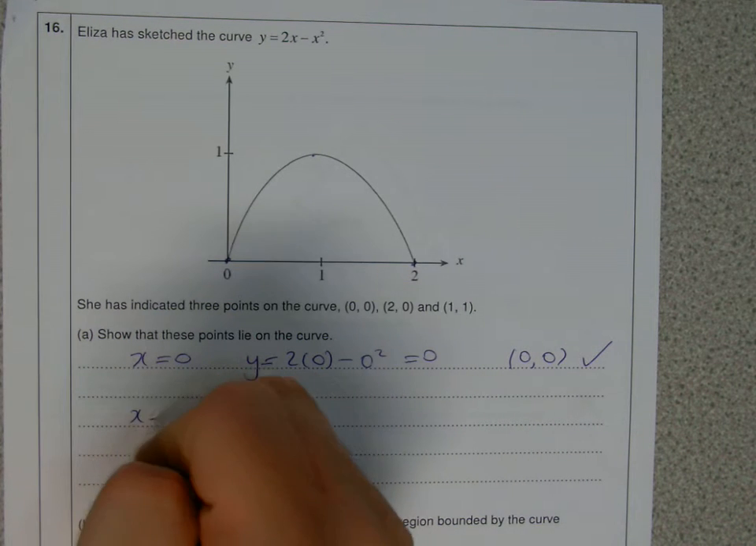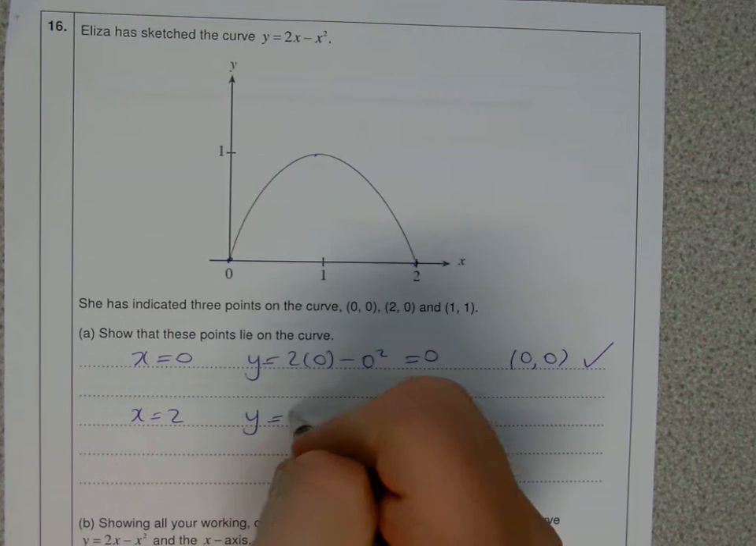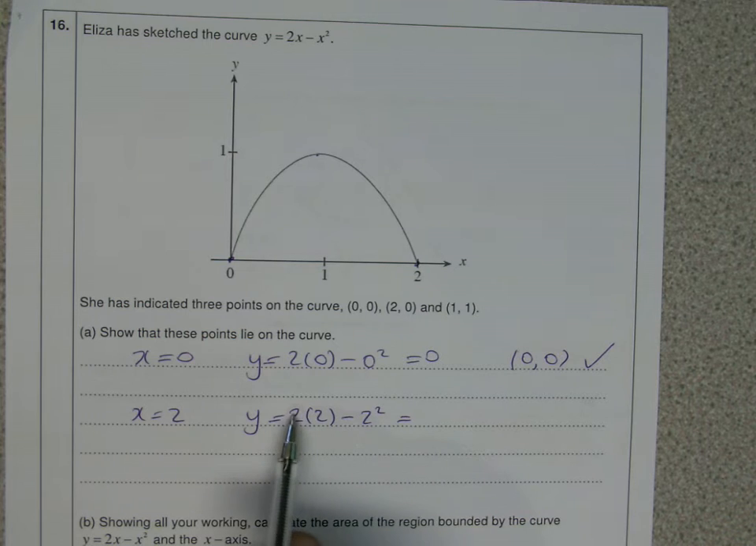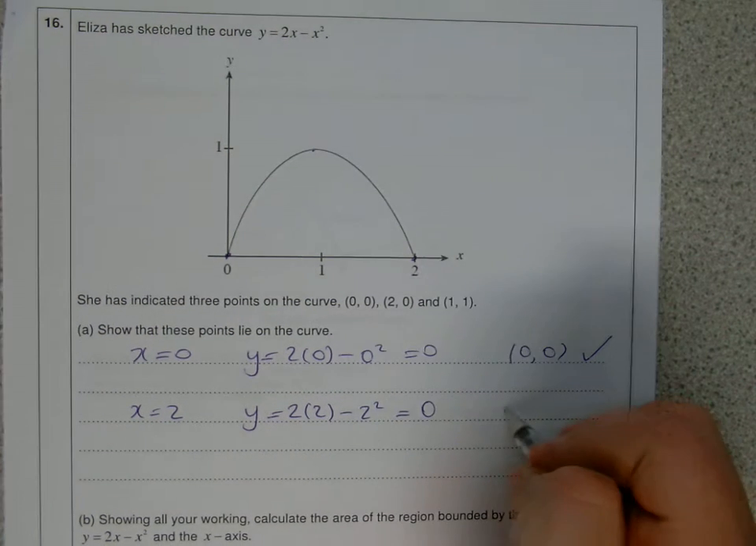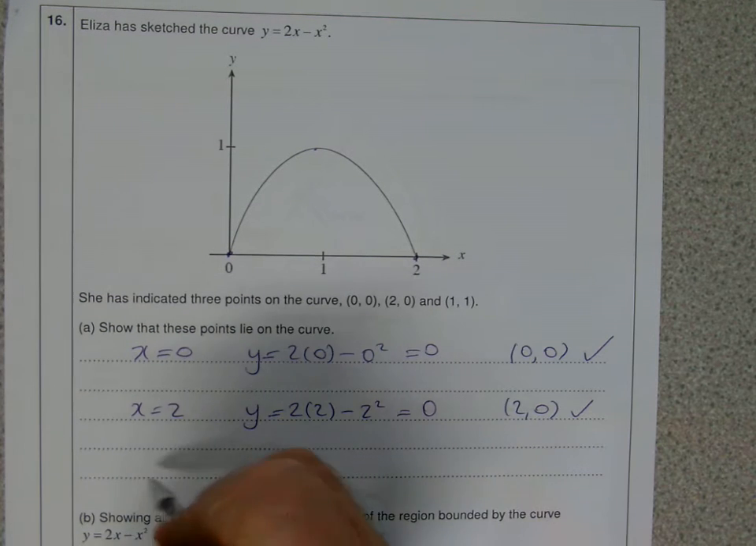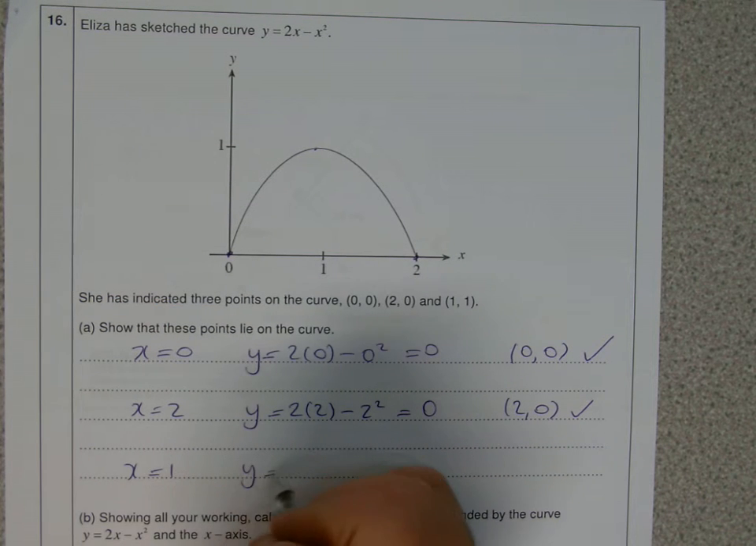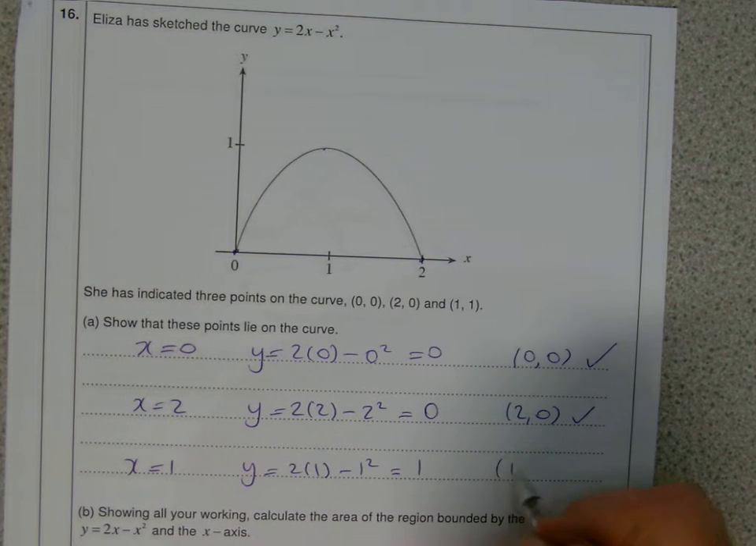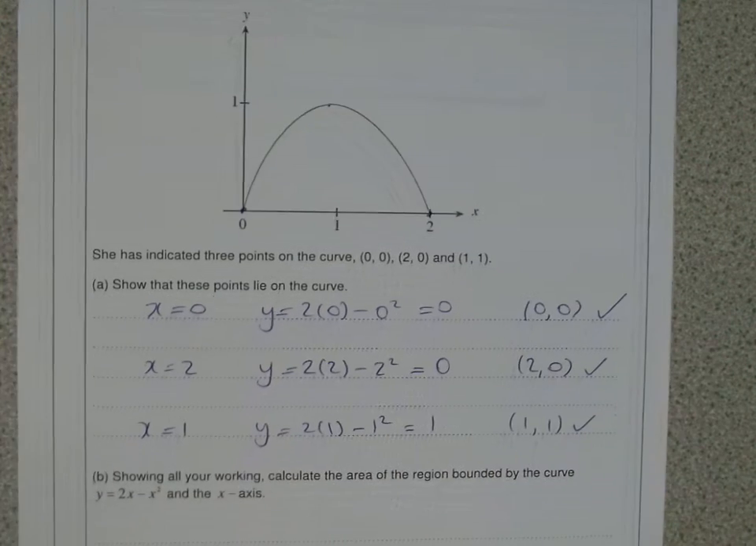Second one, when x is 2. When x is 2, y will equal 2 times 2, take away 2 squared, and when you work that out, 2 times 2 is 4, take away 2 squared is also 4, so you get 0. So that point's on there. And then when x is 1, y will equal 2 times 1, take away 1 squared, which is equal to 1, so indeed that point is on there. So that's all you've got to do if they ask that.